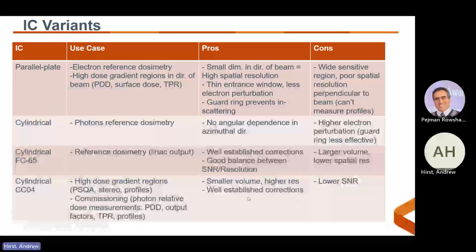So that smaller volume equals a better resolution, and it's also got well-established corrections. We also send the CCO4 to primary standards dosimetry laboratories for calibration. So we have those very well-established corrections. And the downside is that you have a lower signal-to-noise ratio, but you can just slow down your measurement or run multiple measurements or just increase the dose you're giving to account for that.